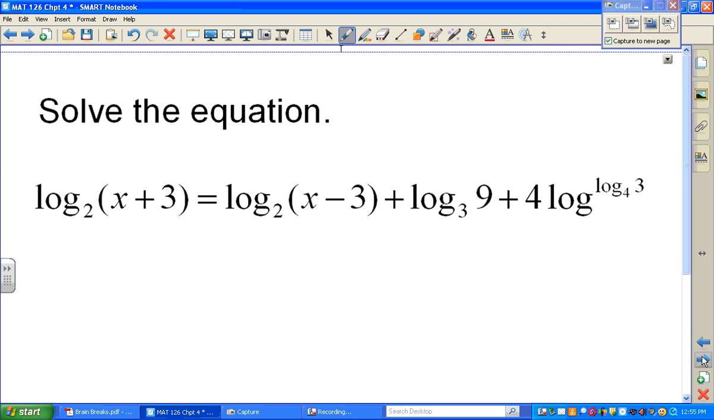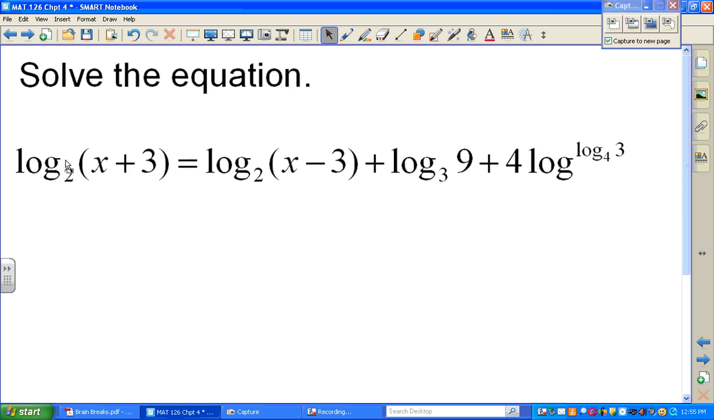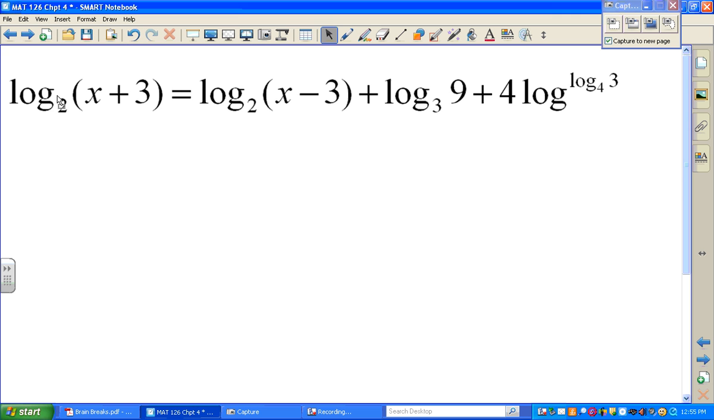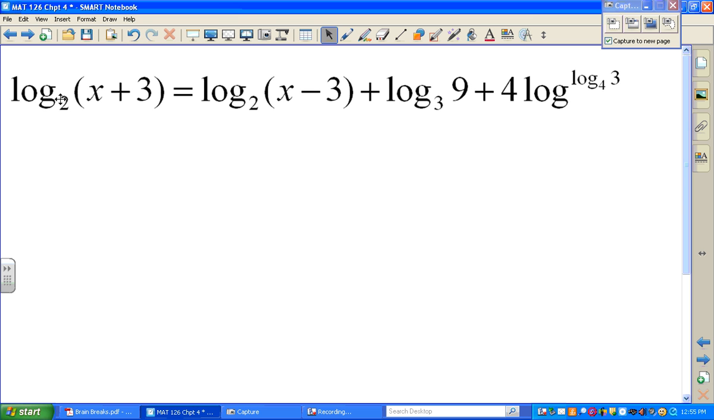Give this one a go. It's got 3 different things in it, so that'd be pretty good. It's got a cute little thing there at the end. Solve the equation. Look at that. Log base 4 of 3 up there, stuck up there like an ornament. I like that.